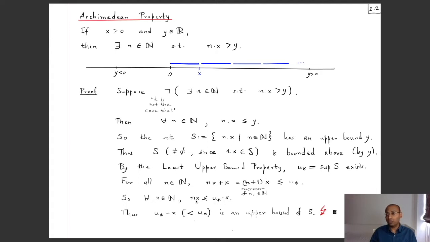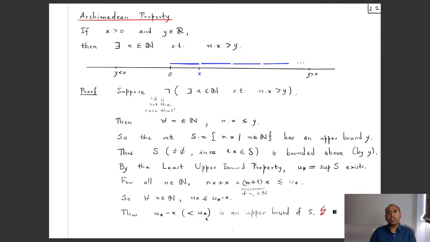Any element of the set is of the form nx, and we know that for all nx, this is less than or equal to U star minus x. That means that U star minus x is an upper bound of this set. But U star minus x is strictly less than U star, and U star was supposed to be the least upper bound. So we have a contradiction.